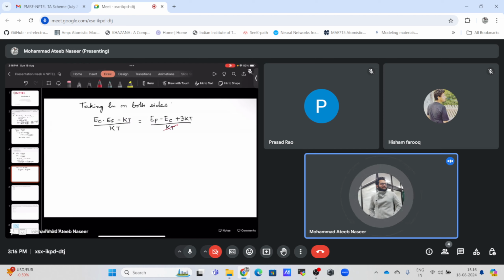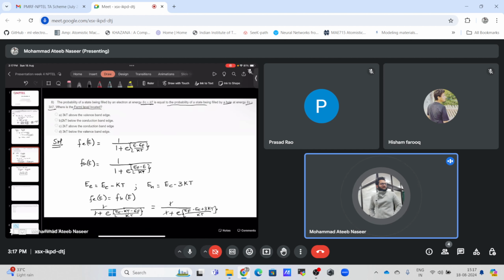This KT and this KT will go, and this will be 2 EC minus 4 KT is 2EF. Okay, yes, it is EC minus 2KT is EF. So this is the location of the Fermi level, what we have found out. So let's check the options.